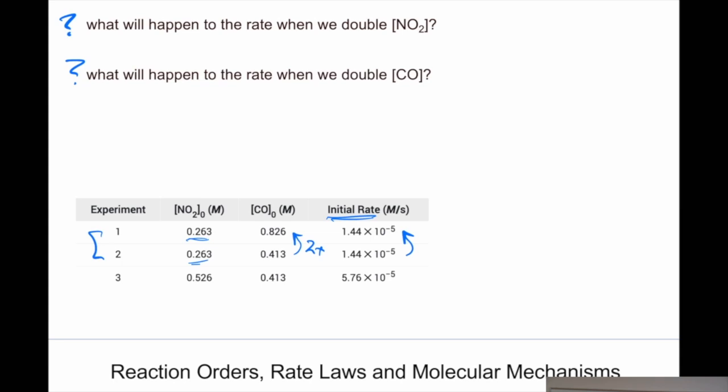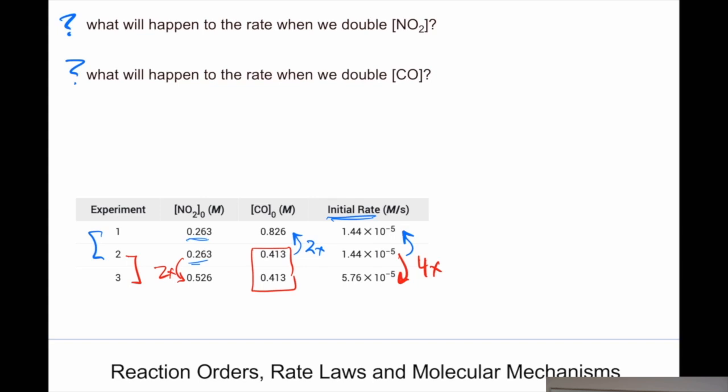Look what happens here. If we look at just 2 versus 3, now we're keeping the CO concentration constant, and we're doubling the concentration of NO2. What happens to the rate when we double NO2? Can you tell by that? It went up by 4-fold. Okay?